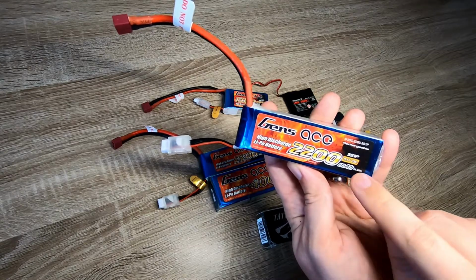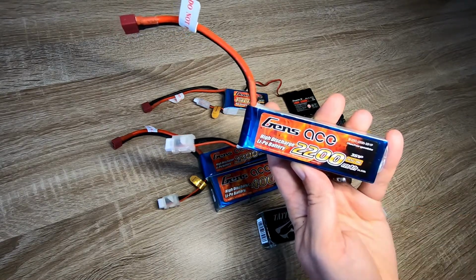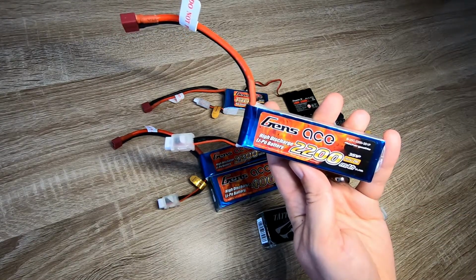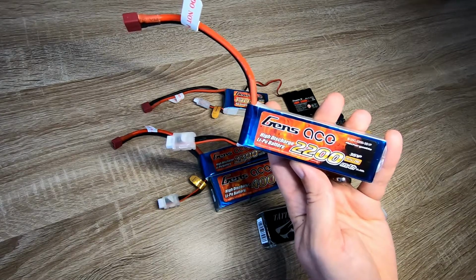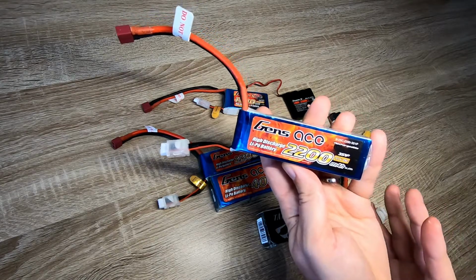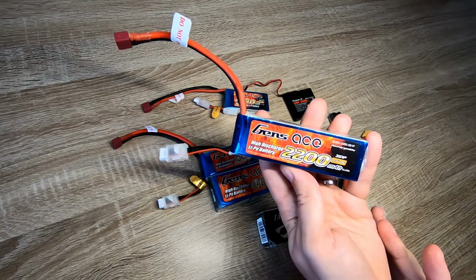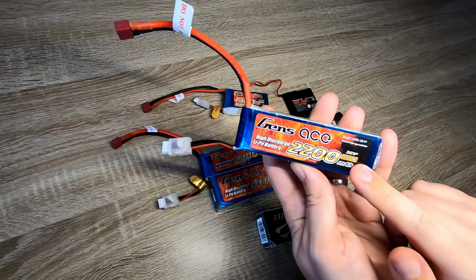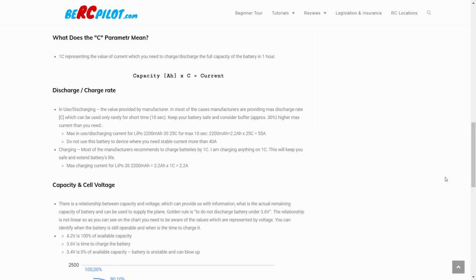Next attribute is the discharge rate. This is the maximum limit of the battery at which you can run your device for a short time, let's say maximum 10 seconds. The discharge rate here is 25 C. Let me explain what the C unit is. 1 C is the current you need to discharge the full capacity of the battery in 1 hour.